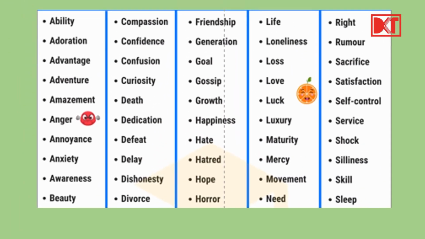Now we have a few examples of abstract nouns. What you have to notice here is that none of them can be seen or touched or heard or smelled. All these have no physical existence, like ability, adoration, advantage, adventure, amazement, anger. Now you may see, we can sense when somebody is angry, right? When their face shows it, like there's this emoji over here as well.